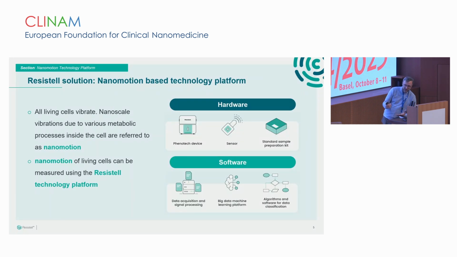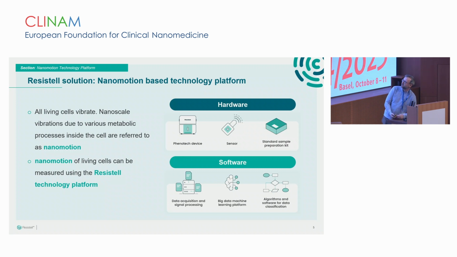Okay, so what did we actually develop? So we have a device that's called the Phenotyc. I will introduce a bit more in the next couple of slides. We have a sensor. We have sample preparation kits that directly from the blood culture allow you to adhere bacteria to the sensor, and then with the Phenotyc you can measure those vibrations.